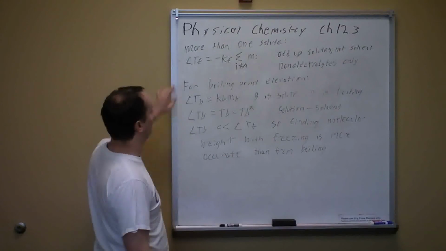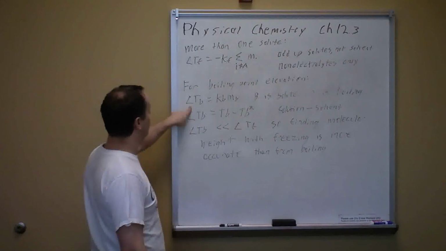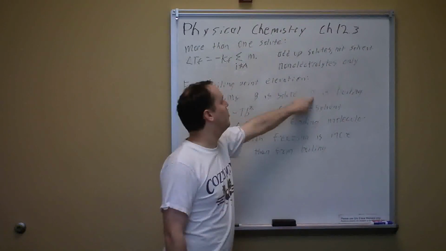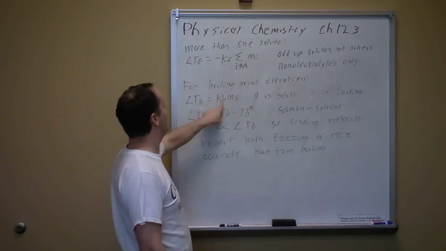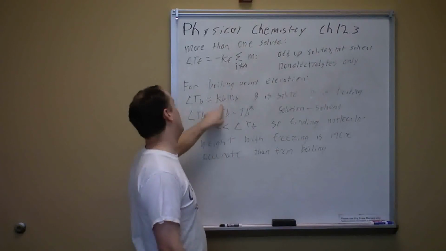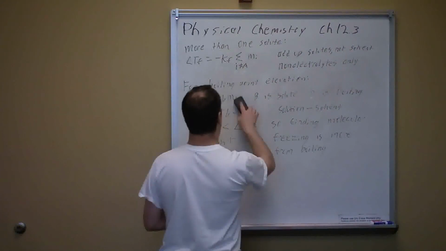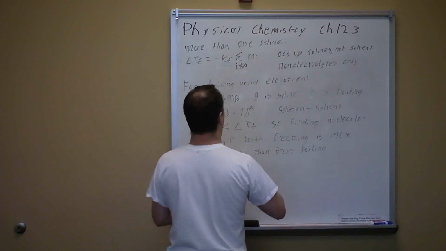Now, this is all we're going to do for boiling point elevation because it's the exact same math. So our conclusions are that delta TB, remember, lowercase b is boiling. So the change in boiling temperature is equal to another constant, the boiling constant, molal boiling constant, times the molality of B. Oops, this should be capital B here. And capital B, remember, is our solute.